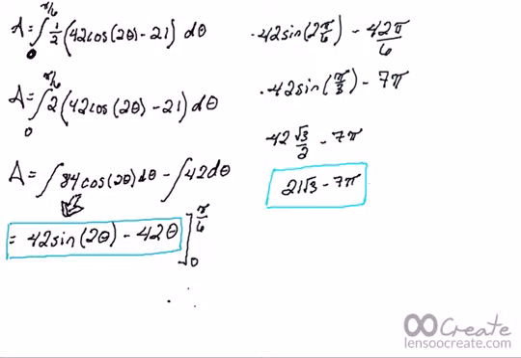If we put in 0 to these equations, the sine of 0 is 0, and 42 times 0 is 0, so we don't have to worry about that limit because it's just going to give us 0. So I solved for the upper limit of integration, pi over 6. We have 42 sine of 2 times pi over 6 minus 42 pi over 6, and that gives us 42 sine of pi over 3 minus 7 pi, and the sine of pi over 3 is the square root of 3 over 2, which eventually gives us 21 square root of 3 minus 7 pi.